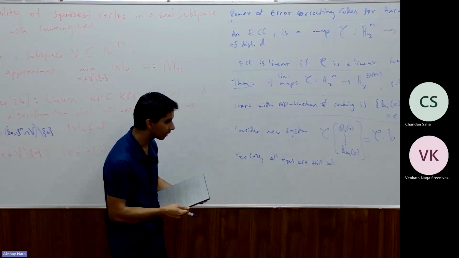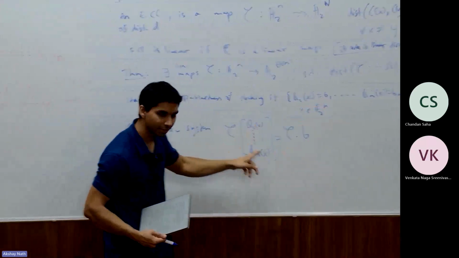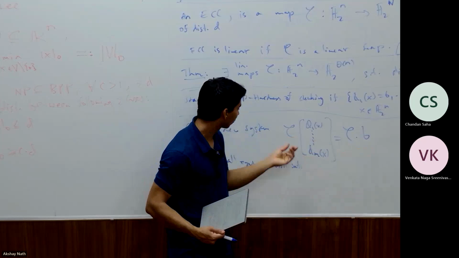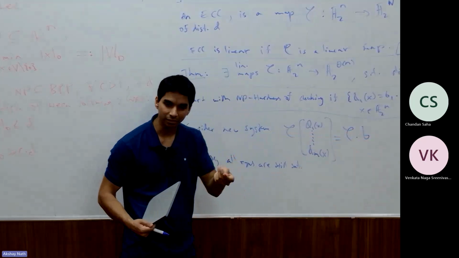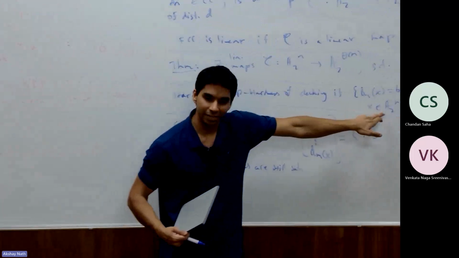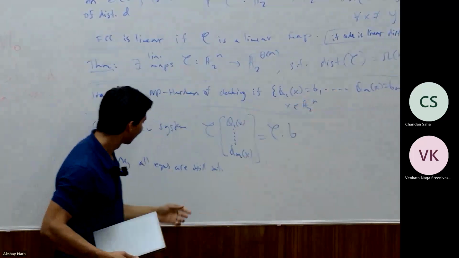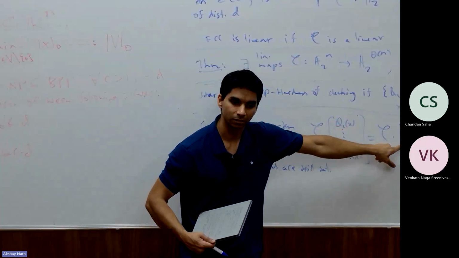Right? So in the yes case, there exists an x satisfying all these equations. Plug in that x here. This vector will be b. So c times b must be equal to c times b. In the no case, for all vectors x, one of these q's is not equal to the b. So this vector in the no case, for any choice of x, is not equal to b.